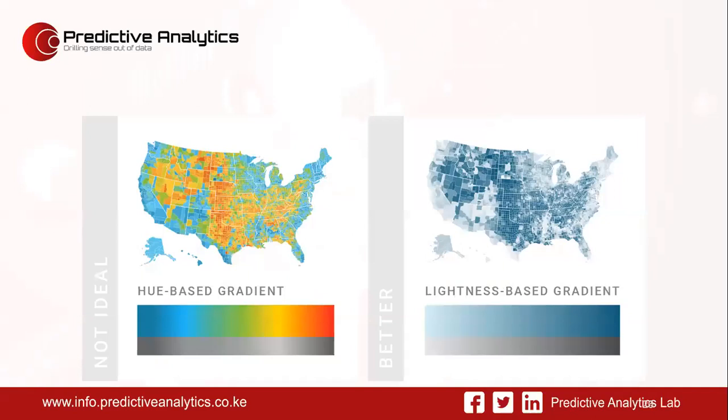So we have an example here of the use of gradients. We have a hue-based gradient and a lightness-based gradient. Lightness sometimes is also called saturation, as we'll look at again later on. So that is hue-based. We have hue and we have saturation. So you can either use hue or saturation or lightness to achieve the gradient.